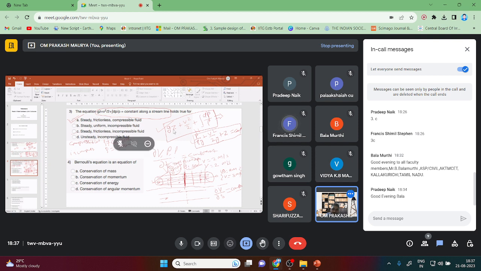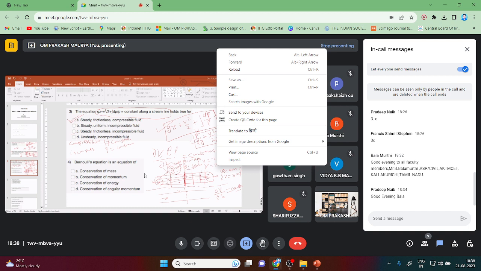That is gz plus v square by 2 plus integration of dp by rho. I think, sir, the question is where is the integration of dp by rho? I think that is the question. No, your equation is given like that. I think there is some typing mistake here. Yeah, your equation is like that, whatever I am writing here.